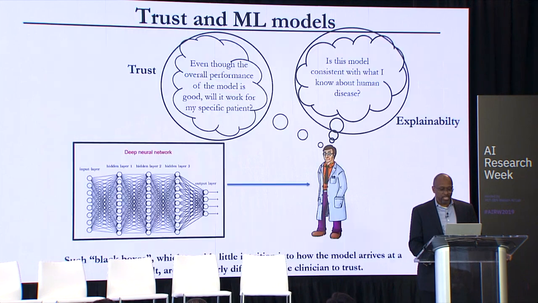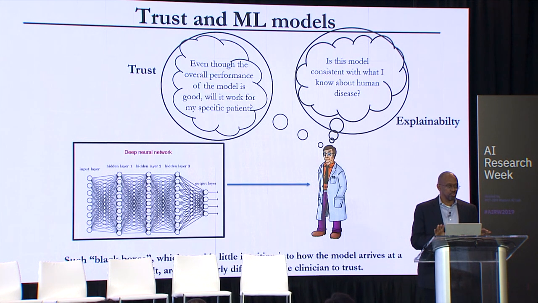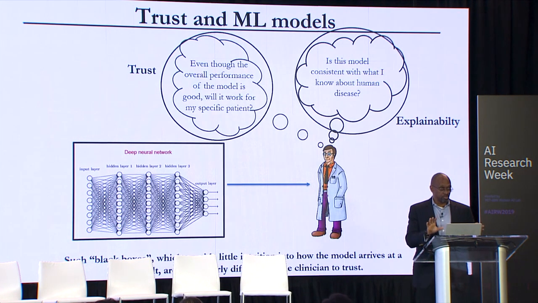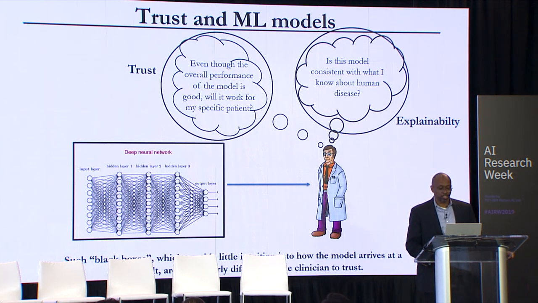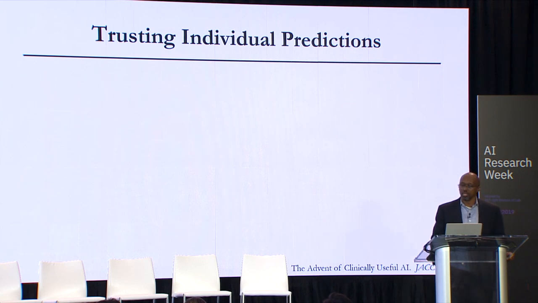So getting back to this model of trust and explainability, I just want to talk a little bit. I think these are the two paradigms that one has to resolve their model with in order to have a conversation with a clinician before the model can really be embraced by the clinical community. So first, let's talk a little bit about trust. So, trusting individual predictions. What do I mean by that?